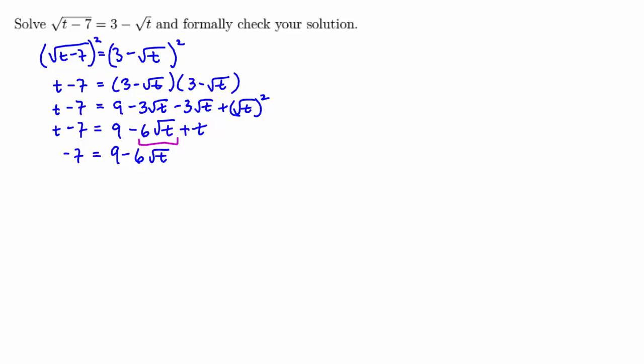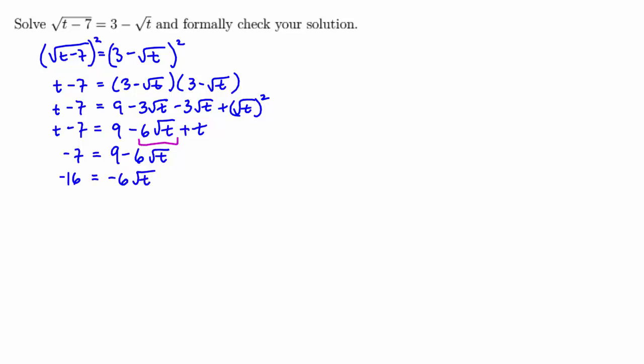Continuing on, I still want that square root of t all on its own, so I'm going to subtract 9 from each side. And when I do that, I have negative 7 on the left, so negative 7 minus 9 will give me negative 16. And on the right, after I subtract 9, I'll simply have negative 6 times the square root of t.